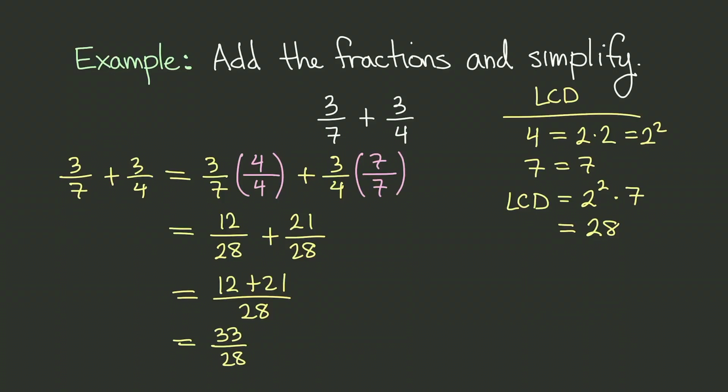Now we need to check to see if anything cancels. You can factor these out. 33 is 3 times 11. 28 is 4 times 7, so it's 2 times 2 times 7. They don't have any factors in common, so there's nothing that's going to simplify in this case.